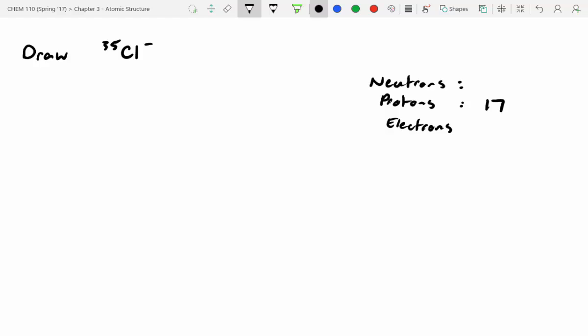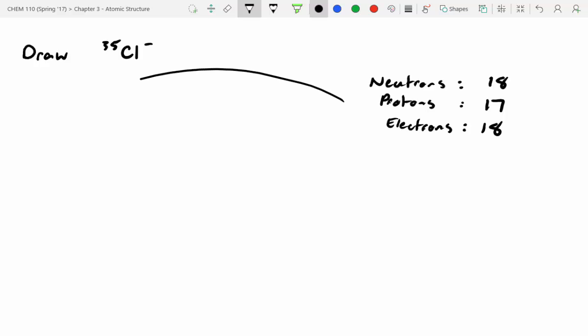How many neutrons will we have? 18. We need to add these two numbers up to equal 35. All right, how many electrons will we have then? 18, right? In this case, we've got one more electron than protons, which is why we have an overall -1 charge. So we'll do 18.